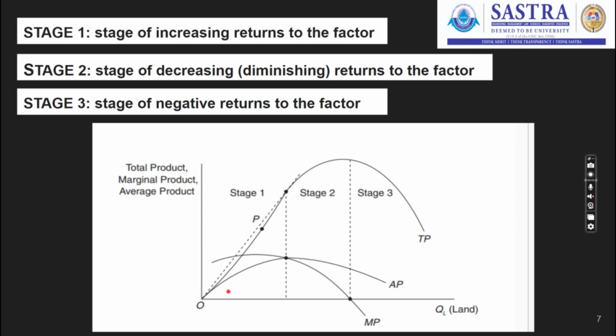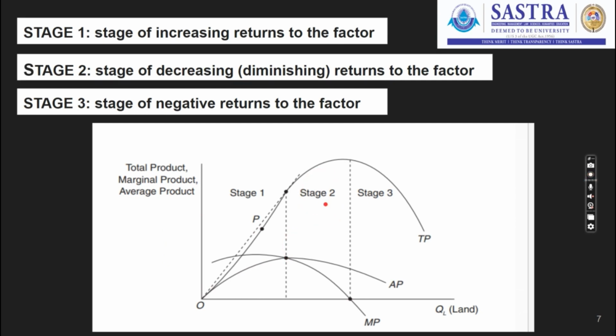So moving on to the graph, we can see that in stage 1, the total product increases at an increasing rate until P, which is a point of inflection, then increases at a decreasing rate. Whereas marginal product increases initially but then starts to decrease. And average product continuously increases until it reaches maximum.